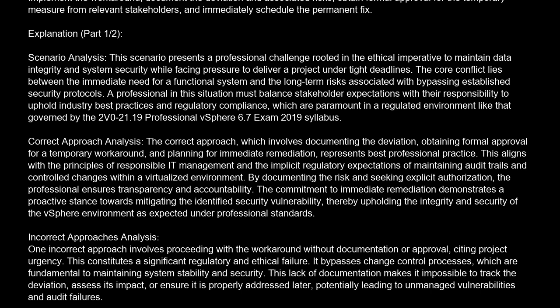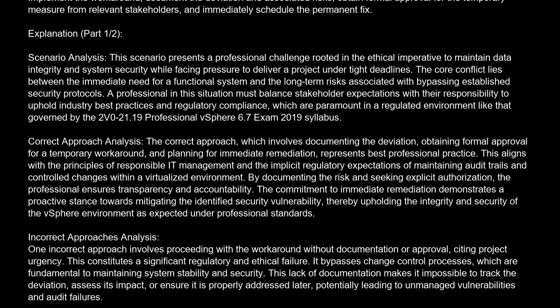Incorrect approaches analysis. One incorrect approach involves proceeding with the workaround without documentation or approval, citing project urgency. This constitutes a significant regulatory and ethical failure. It bypasses change control processes, which are fundamental to maintaining system stability and security. This lack of documentation makes it impossible to track the deviation, assess its impact, or ensure it is properly addressed later, potentially leading to unmanaged vulnerabilities and audit failures.